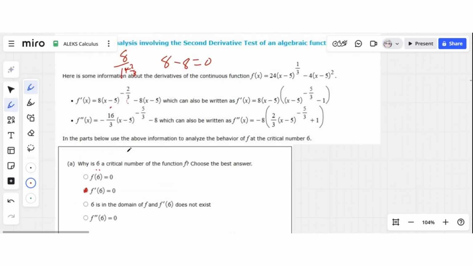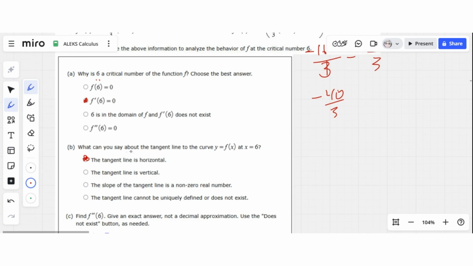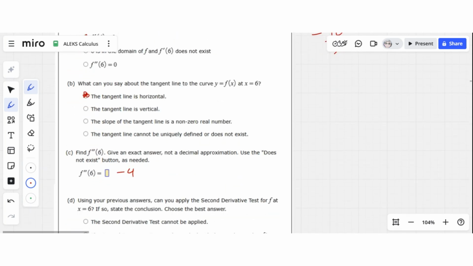Now it says find the second derivative of f at 6. So let's try to calculate this. We're going to plug a 6 in again. We've got 6 minus 5 is 1. That's on the bottom of the fraction, to the 5/3 power, which is still going to be 1. So we've got 1 on the bottom of the fraction. And then we've got negative 16 over 3. So this is just negative 16/3, minus 8, which I'm going to write as 24/3. So that is negative 40/3. So that's our value for the second derivative.